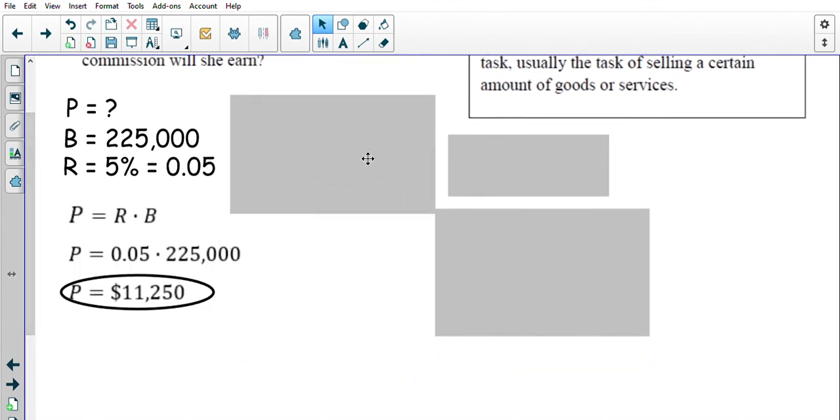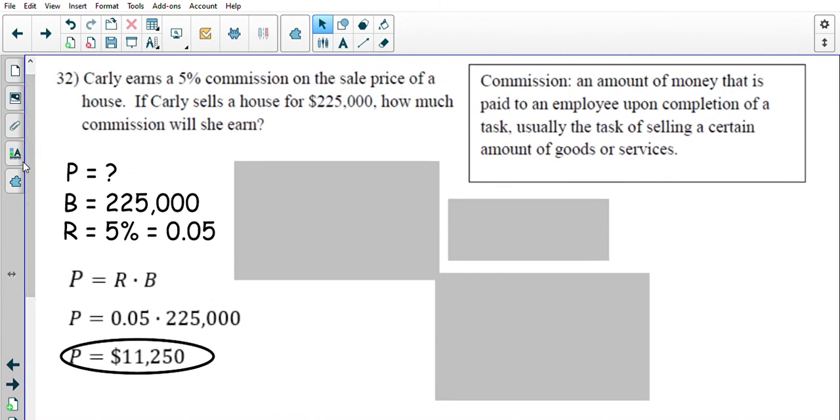So looks like I just used the percent equation for this one, although you could use the percent proportion also. So P equals R times B is 0.05 times 225,000 because she earned 5% of the sale price. That means she's going to earn $11,250, which makes sense. It's not unreasonable. You might only sell one house in a month, so $11,250 is not unreasonable in a 1 month period.